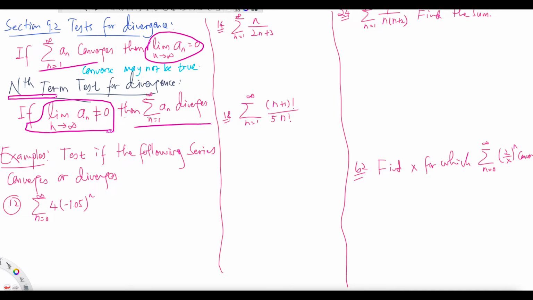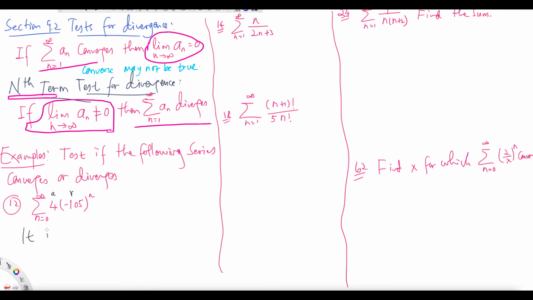If it is not 0, then it diverges. Okay, look at this example now. This is example number 12 from the book. It says summation n equals 0 to infinity of 4 times (-1.05) to the n. Is this a geometric series? Yes, because it is like r to the n, right?